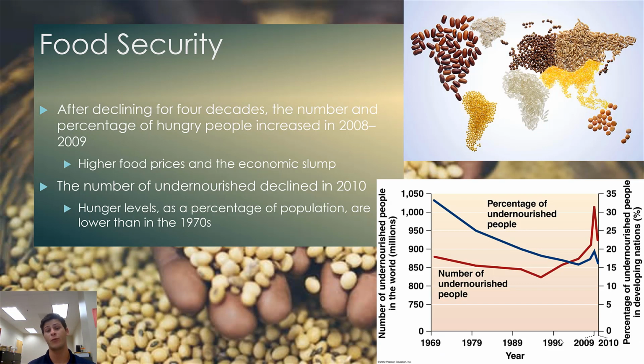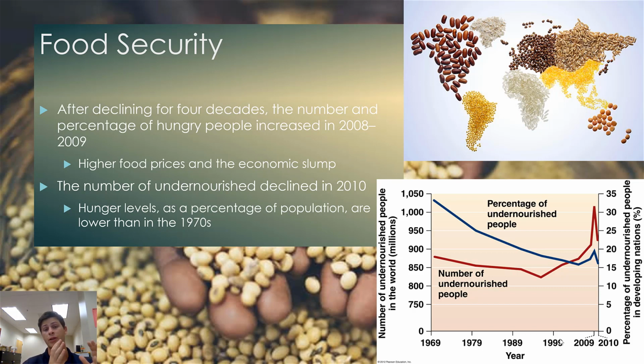Now, after declining for 4 decades, the number and percentage of hungry people increased from 2008 to 2009. So there was a huge spike right after the economic crisis of 2008, and this was largely due to higher food prices after that economic slump. However, we've done a pretty good job of fighting food insecurity globally over the past half century or so. The number of undernourished people, the number of people who don't have enough food to eat, did decrease back down to more normal levels in 2010.